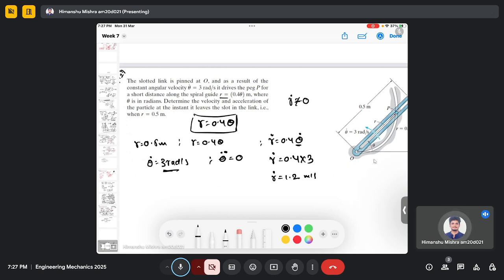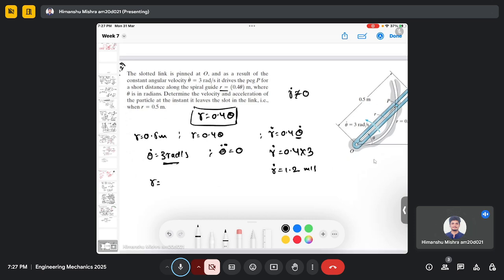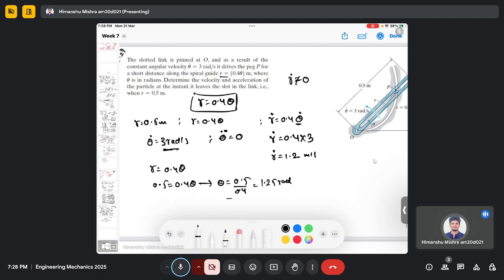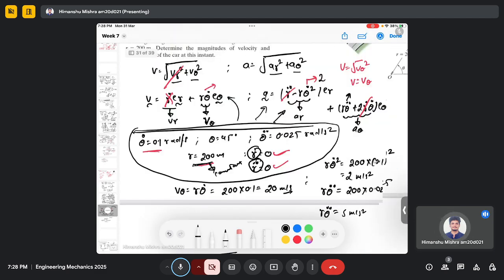So you can calculate theta also. Here you have r equals 0.4 theta, and r is 0.5, so theta will be 0.5 divided by 0.4, which is 1.25 radian. So this is theta. Once again we just use this expression.